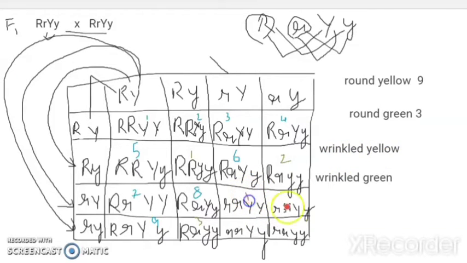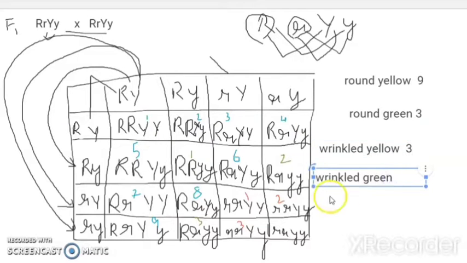This is number 1. And again the next one also, small r, capital Y, small y. Again it codes for wrinkled yellow. So it is number 2. And then small r, capital Y, small y. Again it codes for wrinkled yellow. So how many wrinkled yellow will be there? There will be 3 wrinkled yellow, right? So 3.